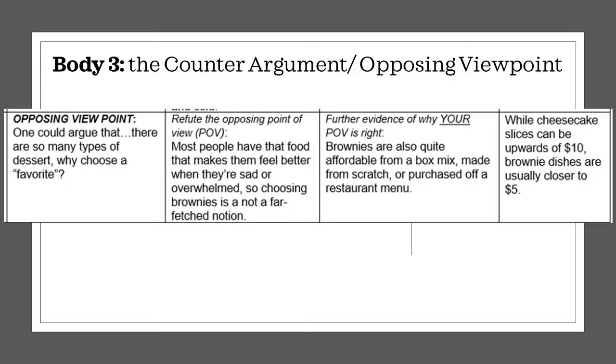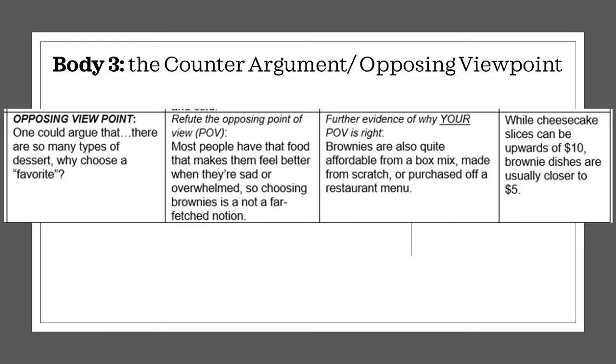Body paragraph 3 will be the most challenging. It's what we call the counter argument or the opposing viewpoint. So we need to acknowledge that in this case, not everyone is going to think that brownies are the best dessert. So I have to brainstorm, why might someone else say that brownies aren't the best dessert? So in my topic sentence, I said, one could argue that there are so many types of desserts, why choose a favorite? So maybe I'm thinking my opposing viewpoint would be that there are too many good desserts to choose a favorite.